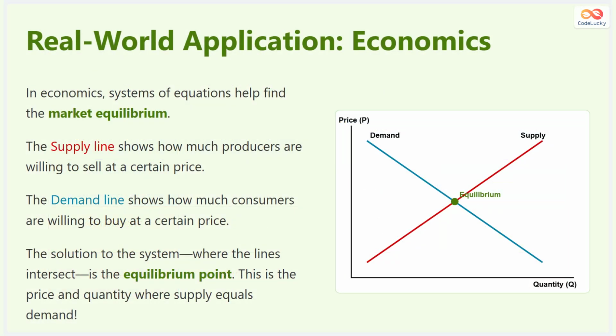This isn't just abstract math, it's used everywhere. In economics, the law of supply and demand can be represented as a system of equations. The point where the supply and demand lines intersect is called the market equilibrium. The price at which producers are willing to sell is the same as the price consumers are willing to pay.